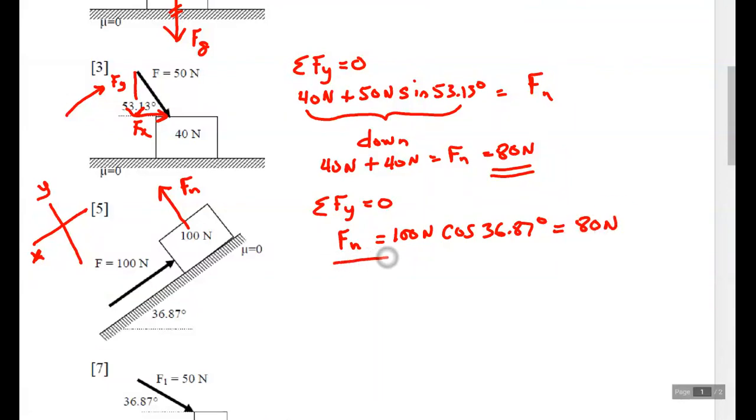So that's pretty straightforward. You've seen things like that. Why didn't I include this 100 newton force?